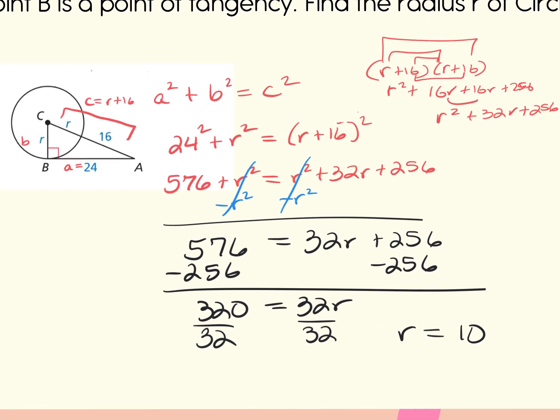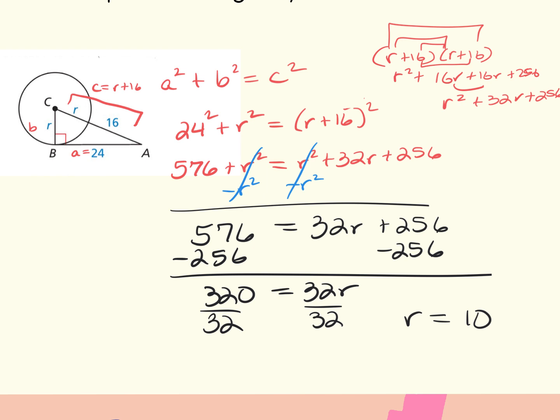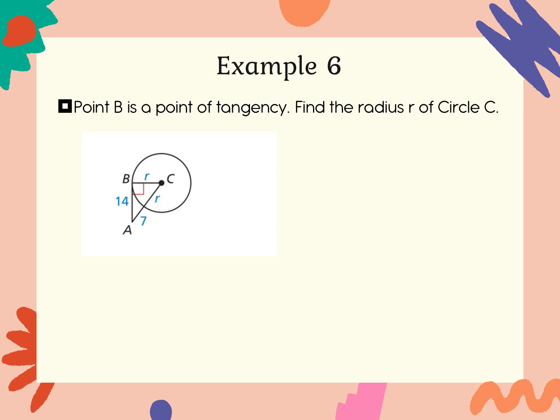So we're bringing back our foiling skills here when we square that binomial. Here they've told us that B is a point of tangency. So again, AB is a tangent, and then BC is the radius. And again, they're perpendicular, so a right angle was formed. So now to find the length of the radius, I'm going to go ahead and do the R squared plus the 14 squared equals this hypotenuse, which is R plus 7, and I've got to square it.